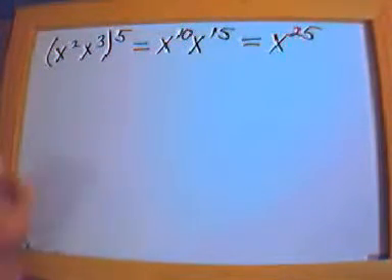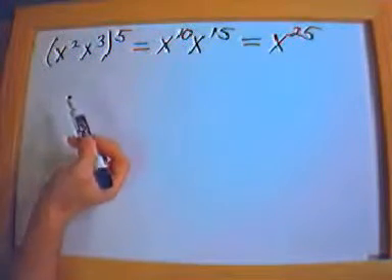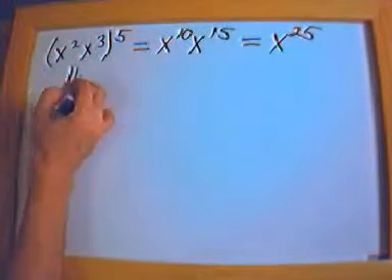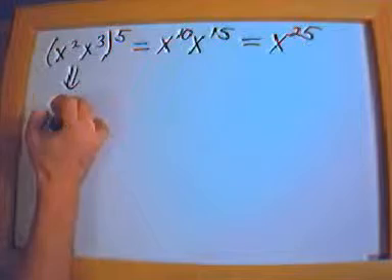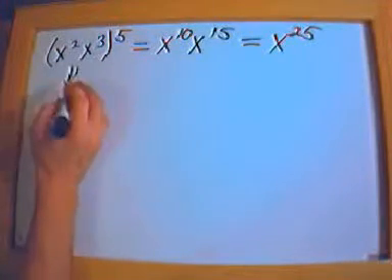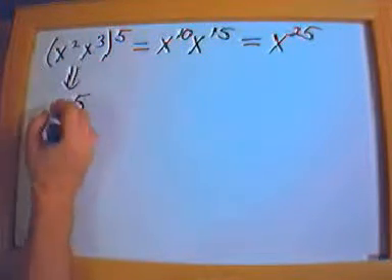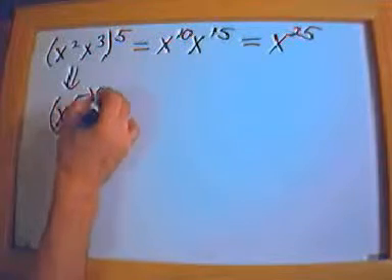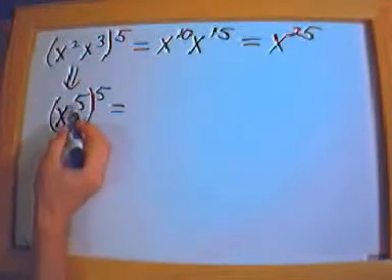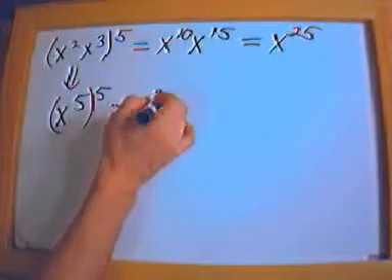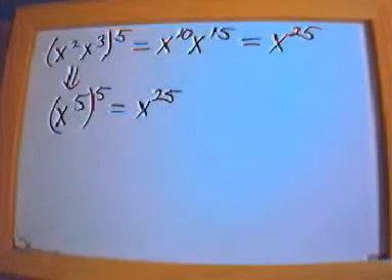Now let's say you tackle it differently. Let's say that I want to simplify the inside first. Going that way, I can simplify this by saying this is x to the 5 because it's the same base and 2 plus 3 is 5, and this is raised to the fifth power. And you see in this case 5 times 5 is 25. Same answer either way. So it's really not any different.